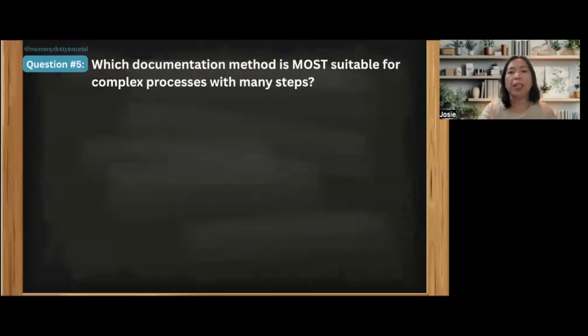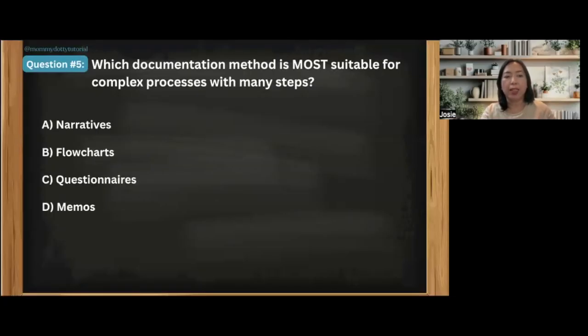Which documentation method is most suitable for complex processes with many steps? A. Narratives. B. Flowcharts. C. Questionnaires. And D. Memos. All right, you may pause the video to think. The correct answer is letter B.